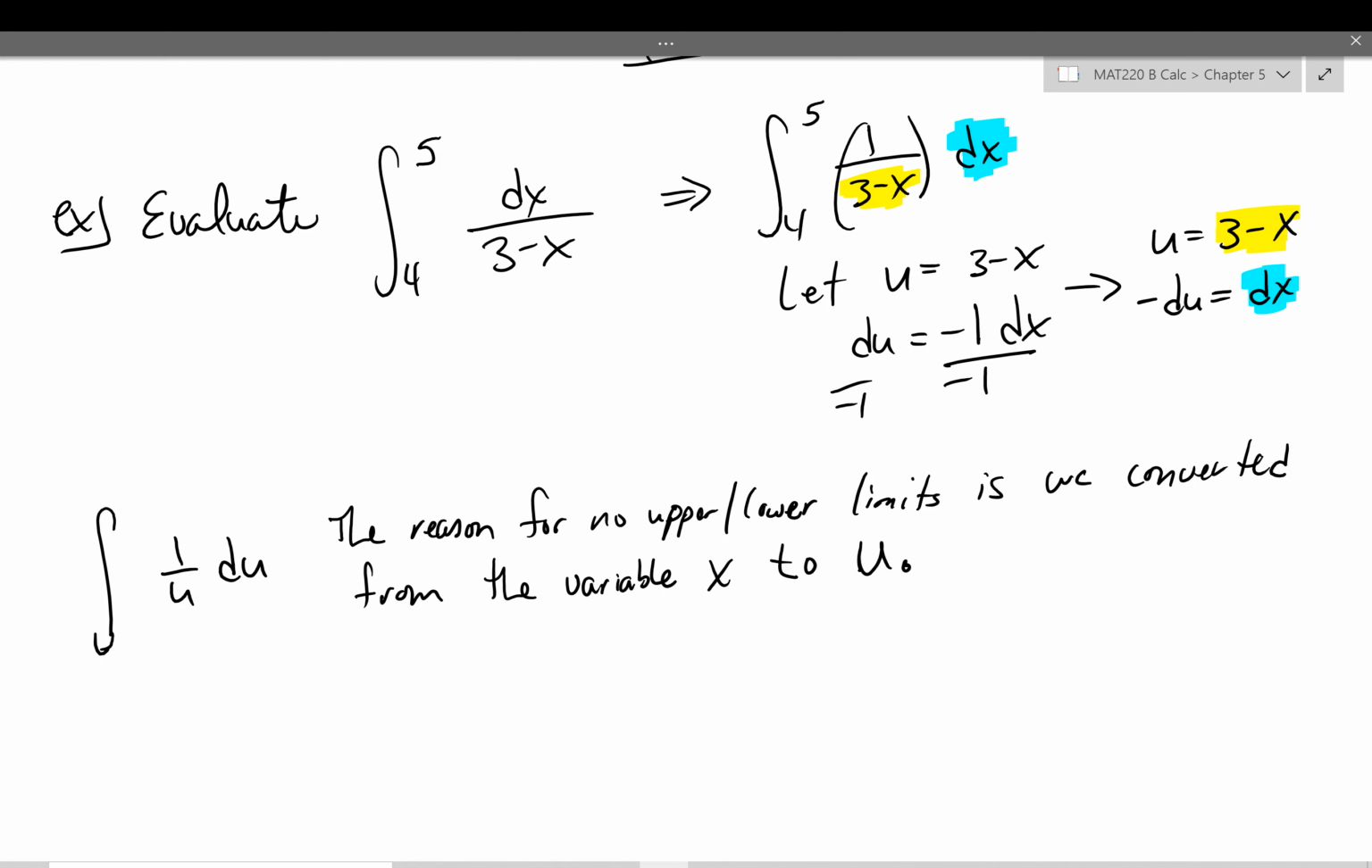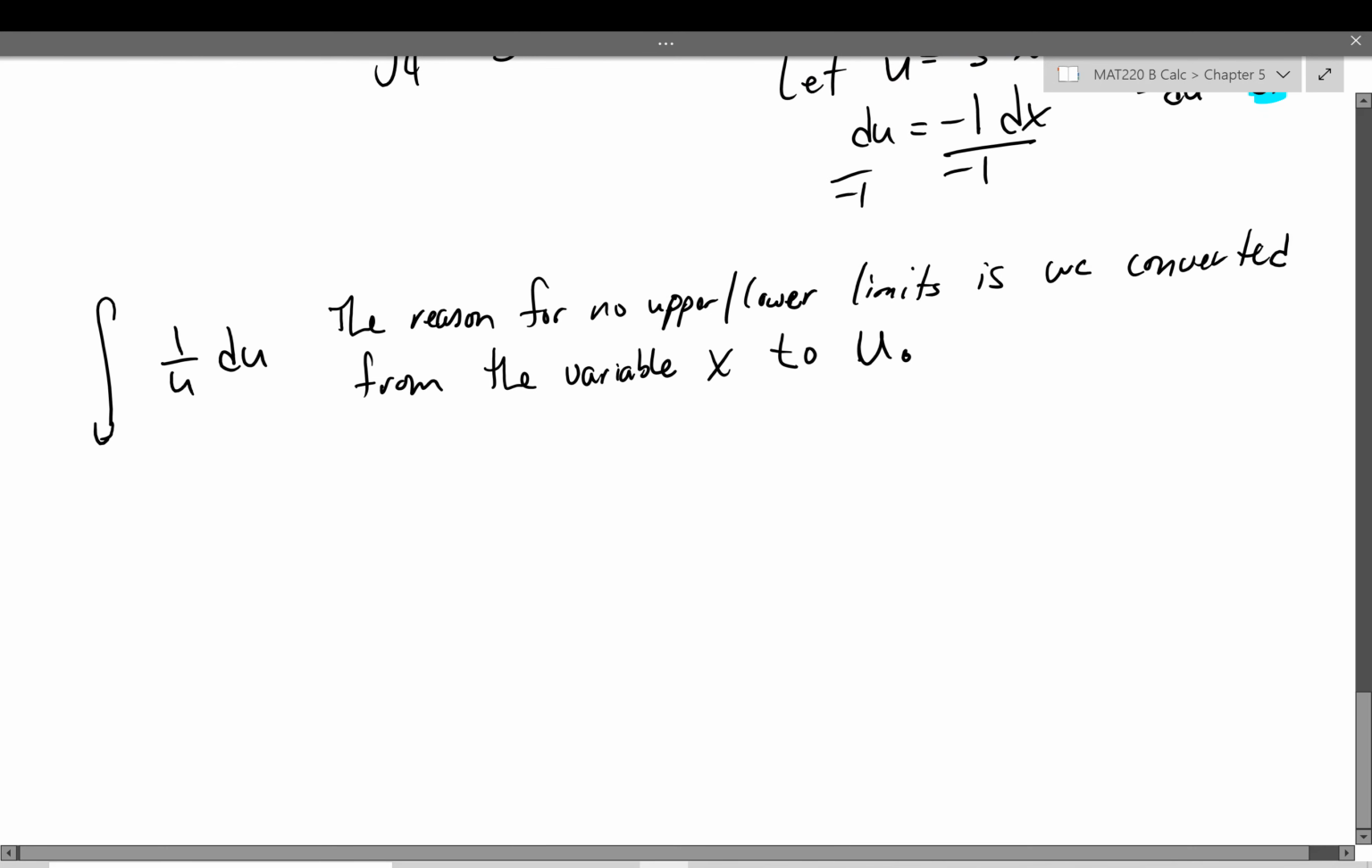So if you want to keep it that way, that is fine by me. All right. So from here, what we would do is evaluate the integral of 1 over u du, which is going to be the natural log of the absolute value of u. Now, this is a definite integral, so I'm not going to include the plus c. But what I am going to do is rewrite this in terms of x because that's what our variable was.